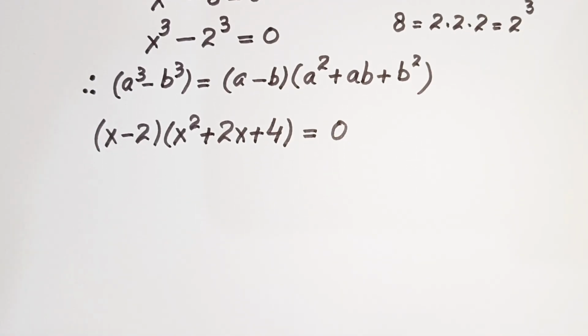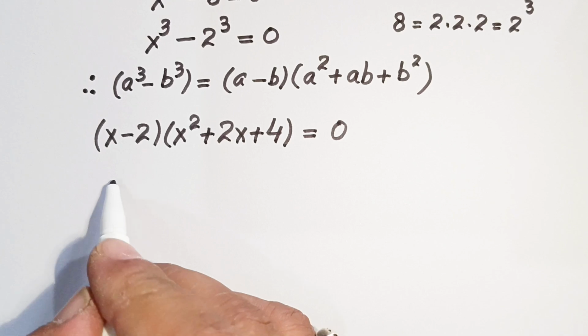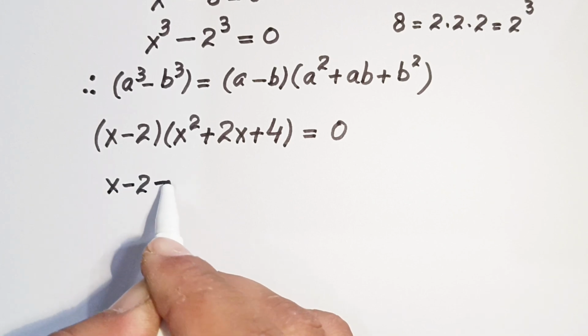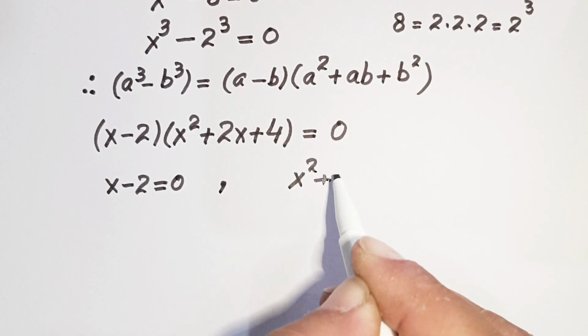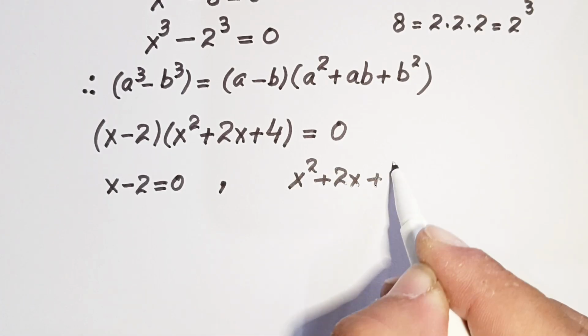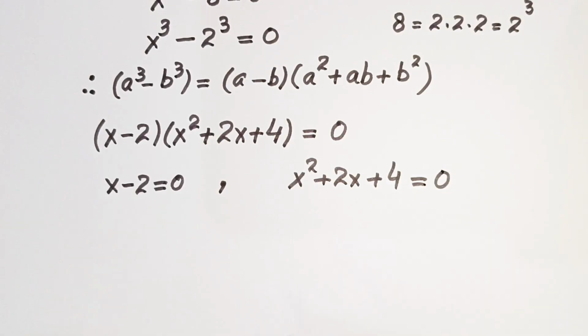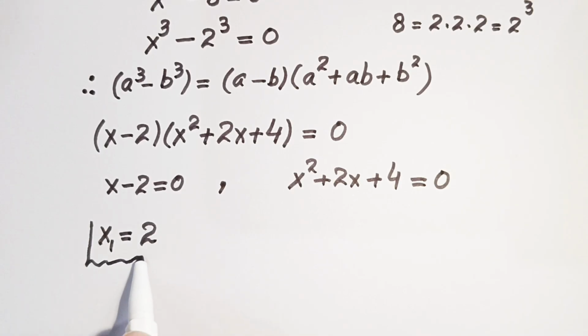So now we have two possible conditions here: x minus 2 is equal to 0, and x squared plus 2 times x plus 4 is equal to 0. Now in the first case we see that x is equal to, shifting minus 2 we get plus 2, so x is equal to 2. Let's say it is our first value of x that we have just found.